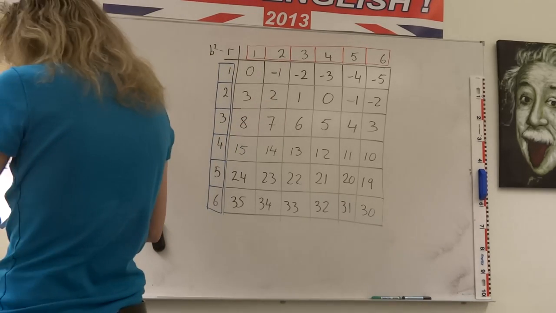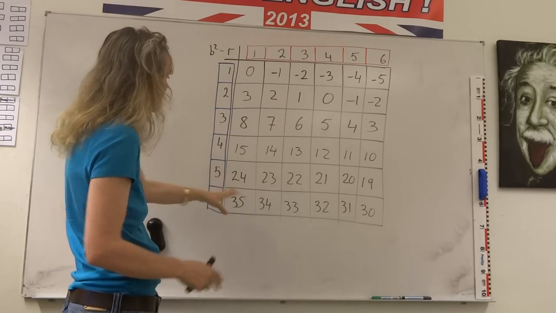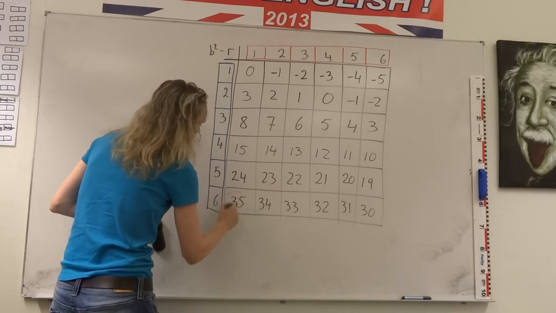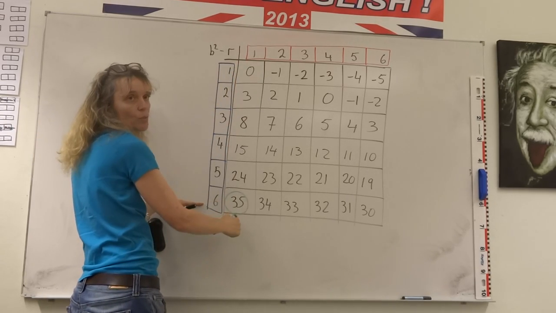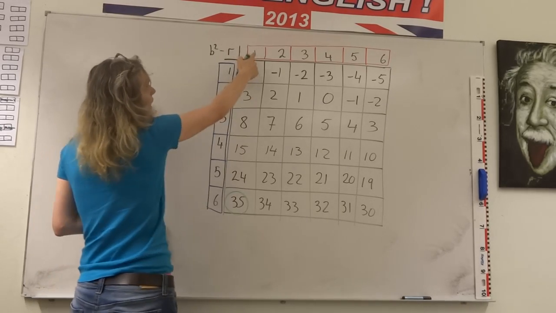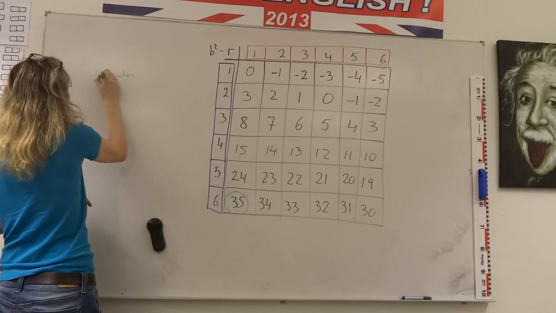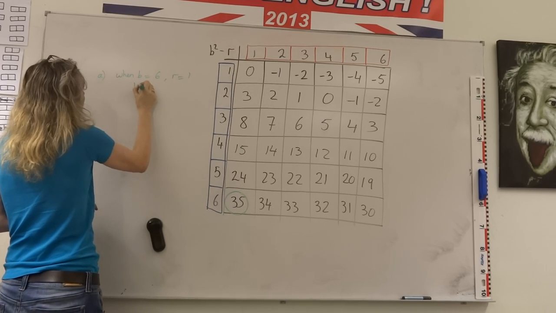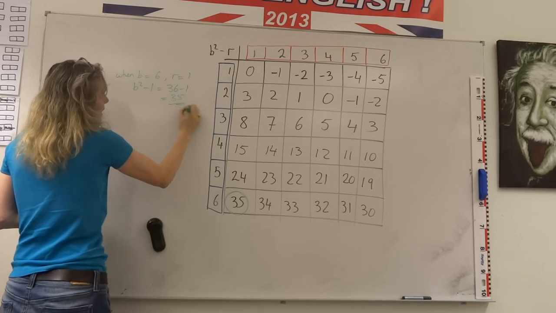It says, which is the highest value that you get? Well, we look at our table. It's going to be in one of the extremes, and we can see pretty easily that the highest value is going to be when we are squaring the largest number and subtracting the smallest number away. So it's going to be when b equals 6 and when r equals 1. So your answer here for A would be when b equals 6 and r equals 1, b squared minus 1 equals 36 minus 1 equals 35. That's the highest number.